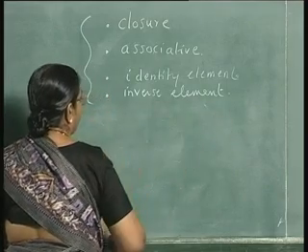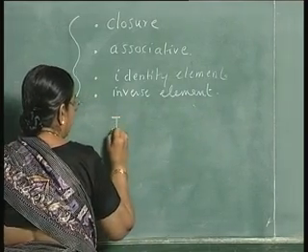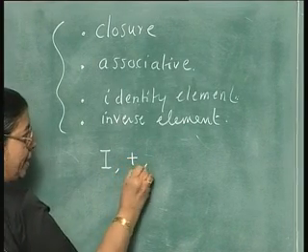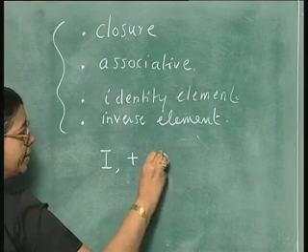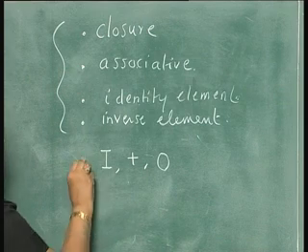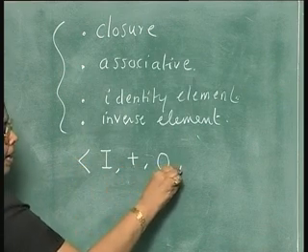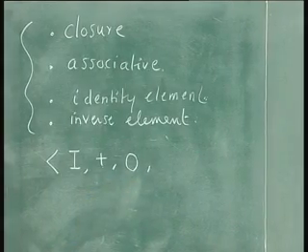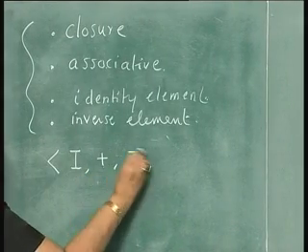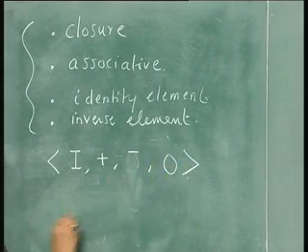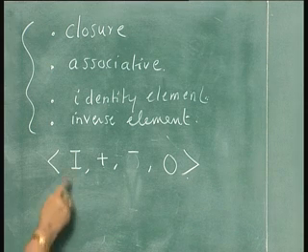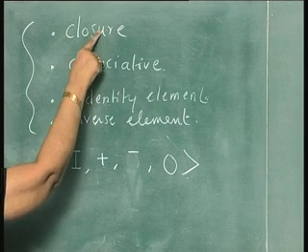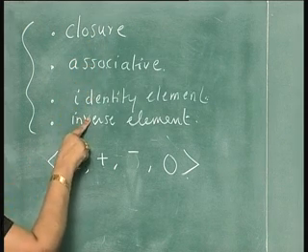Some examples of groups are, take the set of integers, then the plus operation. What is the element 0? This is the identity element with respect to addition, and the unary operation is minus x. Usually we write the operation first and then the 0 operation. Let us see whether it is satisfying all the 4 properties.